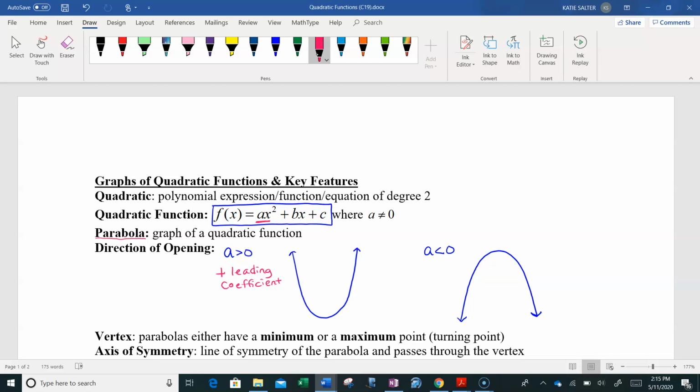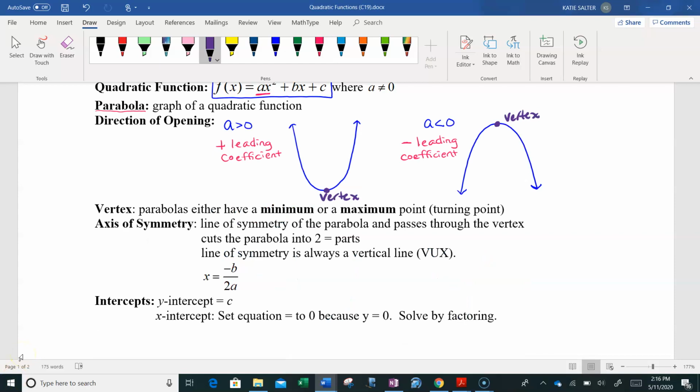Where if the leading coefficient is negative, so the a value is less than 0, the parabola will open downward. So kind of think about it, if you're in a negative mood, you probably would be frowning. So it's a frown.